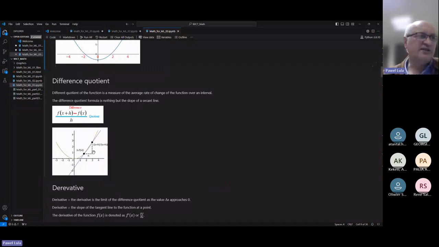And I calculated the difference between these two values. Therefore, we have the name of this concept: difference quotient. But difference means what we have here. So the difference is represented here by this vertical line. It is a difference between values of this function for x and for x plus h.